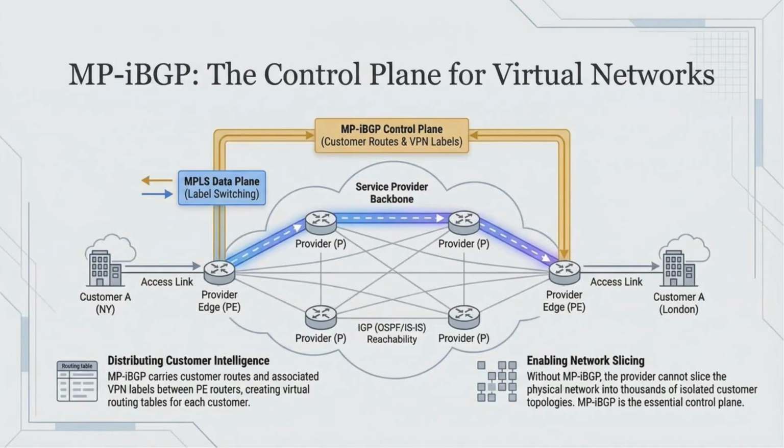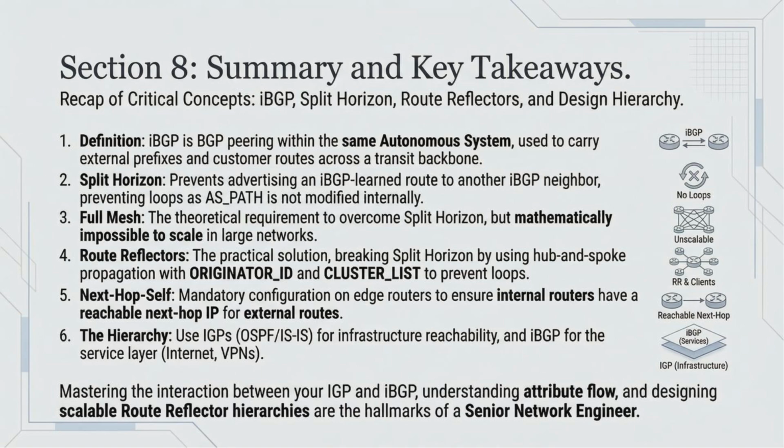OSPF provides the reachability for the tunnel endpoints, and iBGP carries the payload data instructions. Without iBGP, you cannot build a modern MPLS or SD-WAN network. It is the control plane that allows you to virtually slice your network into thousands of private segments. Section 8, Summary and Key Takeaways. We have covered a lot of ground, so let's summarize the critical points for your deep dive.